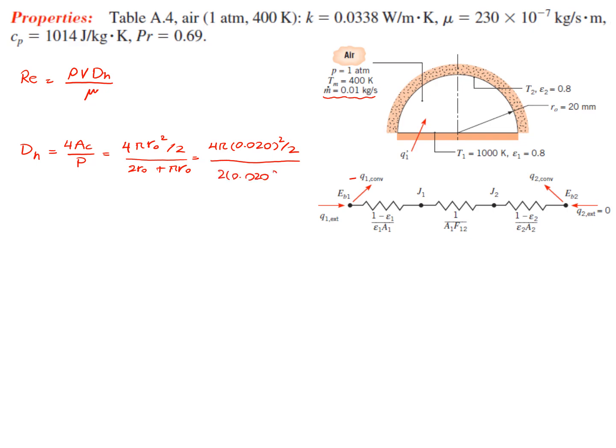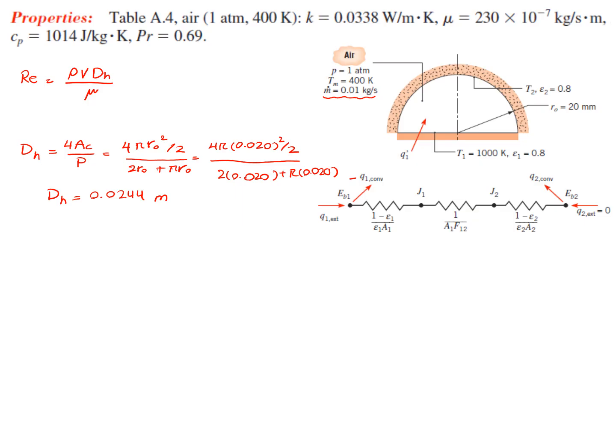That's my R0, plus pi, 0.020. Now I have my dH calculated as 0.0244. And this is basically the characteristic diameter that I use in all my relations here and in my Nusselt number. So now I go back to my Reynolds number.